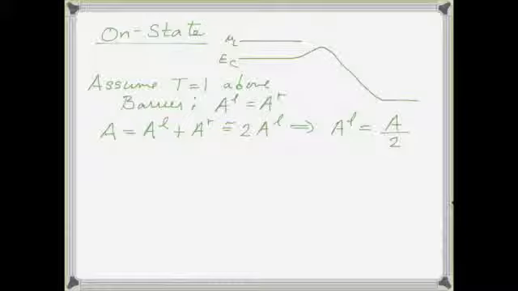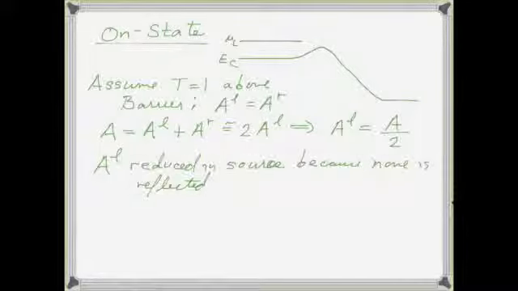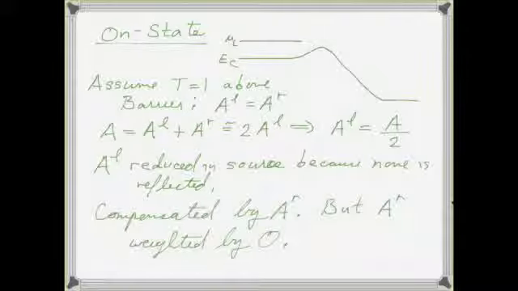And so suddenly it looks like my density of states has been cut in half above the barrier. So A left is reduced in the source because none of it is being reflected. It was all being reflected, now it's all being transmitted, so it's cut down by a factor of 2. It's compensated by the fact that A right is coming in, but we're weighting A right by 0 because of that Fermi factor in the right.